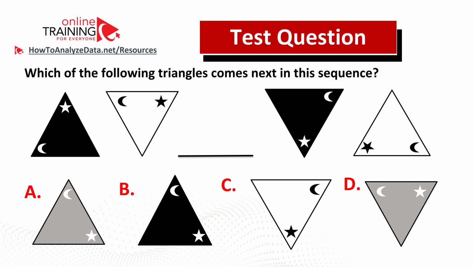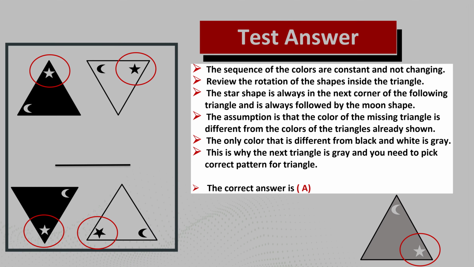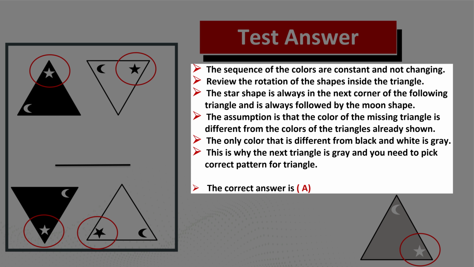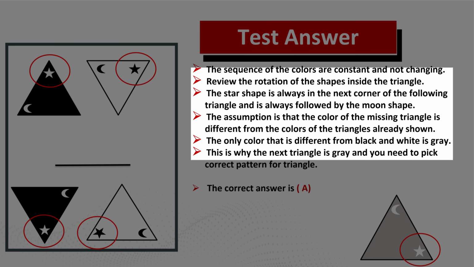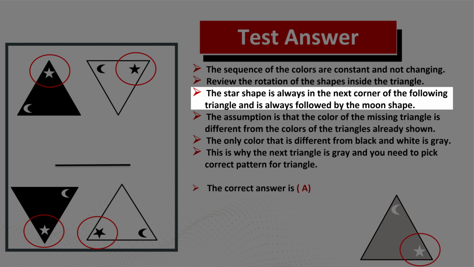So now let's jump to the solution. We have already looked at the pattern of the colors, and the sequence of colors is constant and is not changing. And we also reviewed the rotation of the shapes inside the triangle. The star shape is always in the next corner of the following triangle and is always followed by the moon shape.